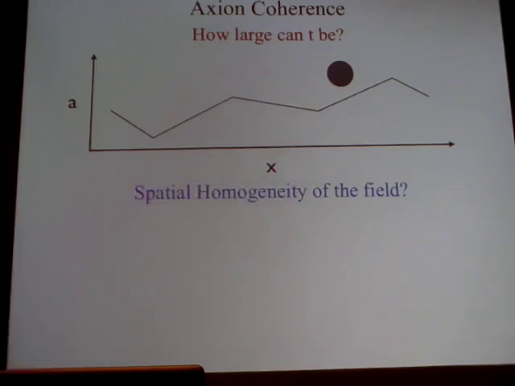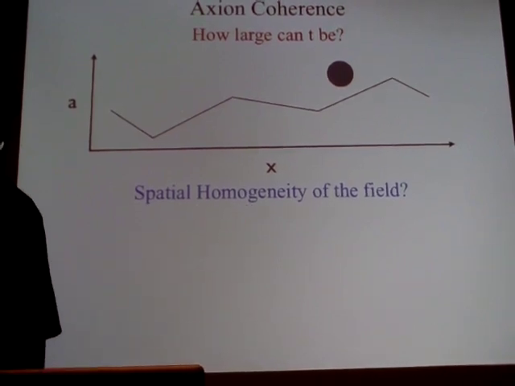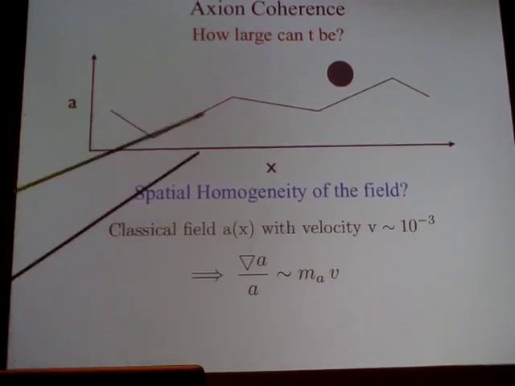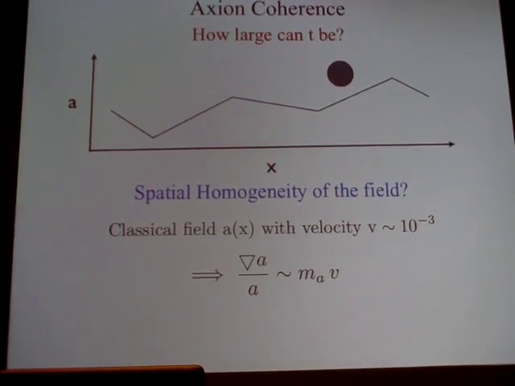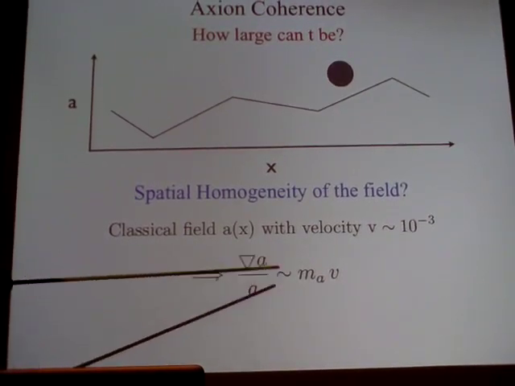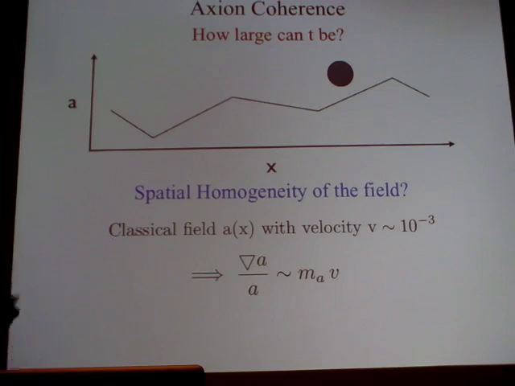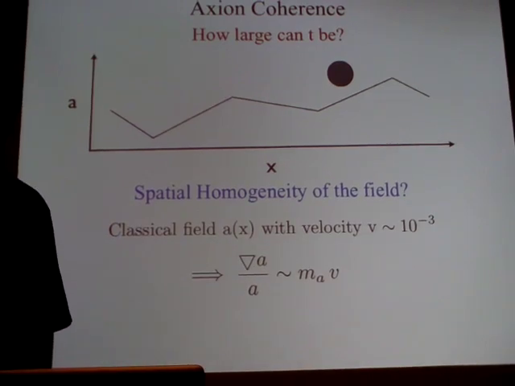So to estimate this, we first need to know the size of the spatial homogeneity of the field. That's pretty easy to do. This is just a classical field, and the regions of spatial homogeneity basically correspond to the de Broglie wavelength of the field. Once you're within one de Broglie wavelength, you're going to be more or less at the same value, and as you go from one region to another region of different de Broglie wavelength, your field value will change. How big is that spatial homogeneity? Well, it's 1 over mv, where v is 10 to the minus 3, the velocity of dark matter in the galaxy.